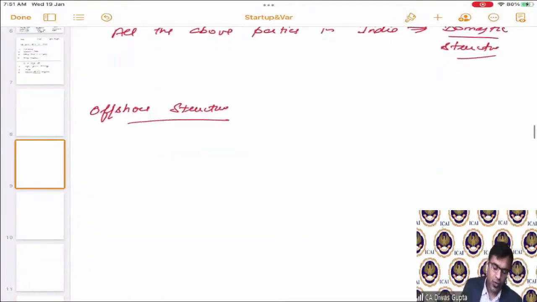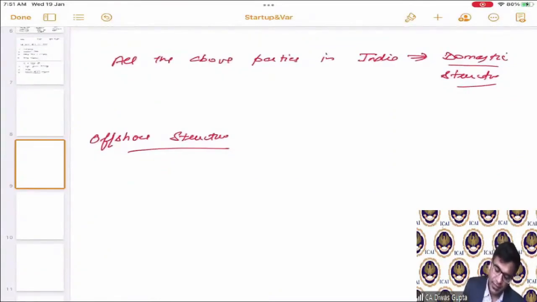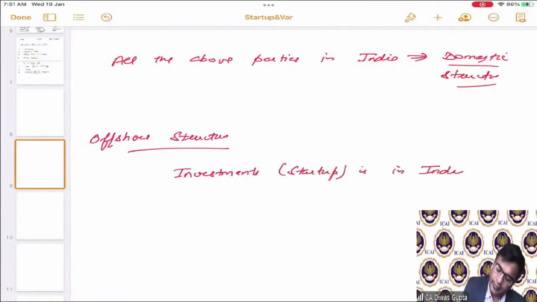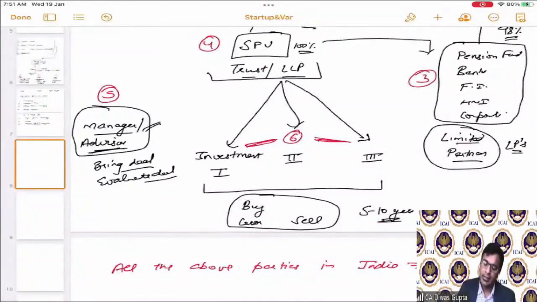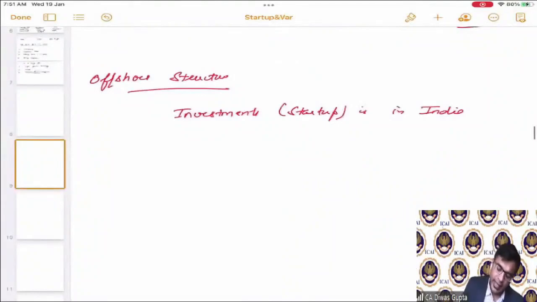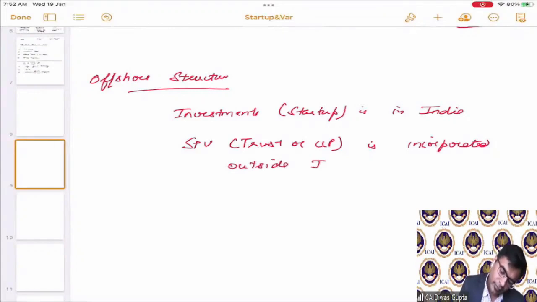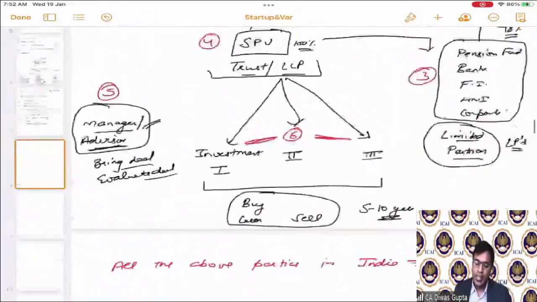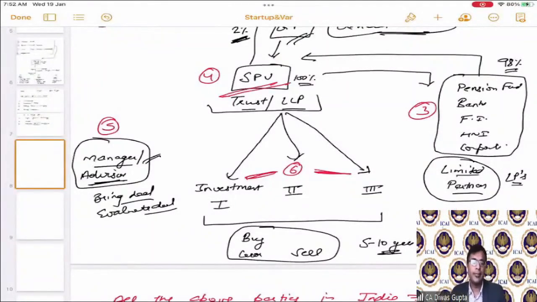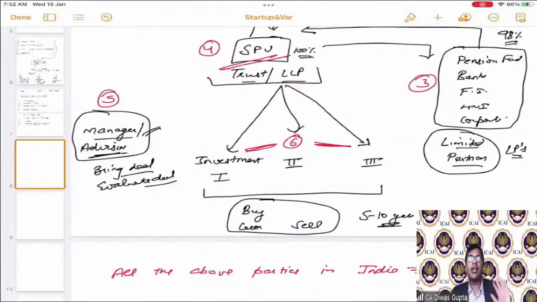Now, in the case of an offshore structure, the ultimate investment, I'm talking about the startup here, is in India. So the investment will happen in India. The sixth party is in India. The SPV, which is this trust or LLP, is incorporated outside India. Okay, students, that is why it is called offshore, because this SPV is created outside India. It is created outside India, but it will invest in the startups in India.